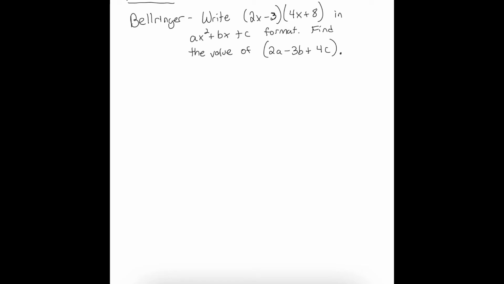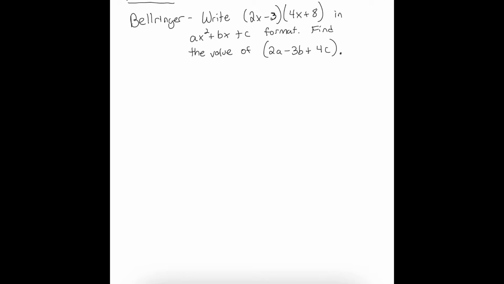Here's your bell ringer for Thursday, November 4th. Write (2x - 3)(4x + 8) in ax² + bx + c format. Find the value of 2a - 3b + 4c.